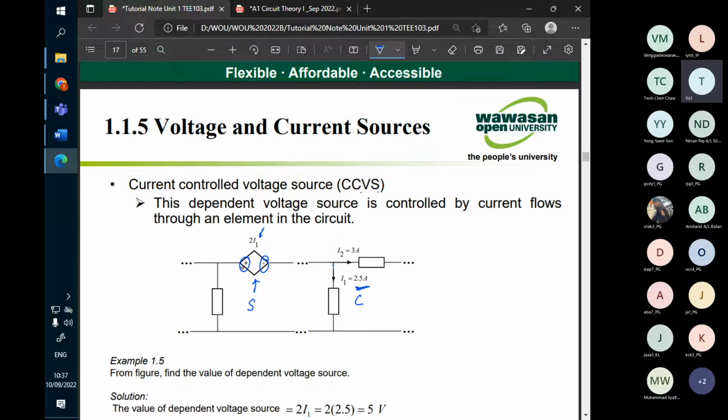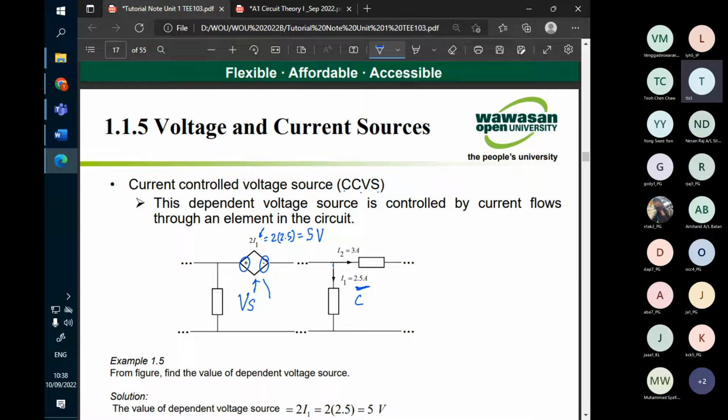So this is actually the voltage source, and this is a current controlled by this current. So the answer should be 2 times I1, which is 2 times 2.5. Since this one is a voltage source, with positive and negative terminals, the answer should be in volt. So this is called a current control voltage source.